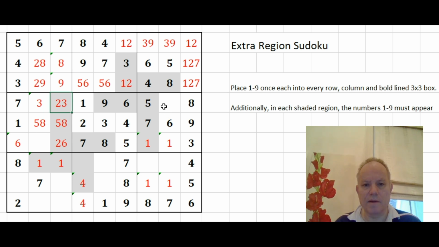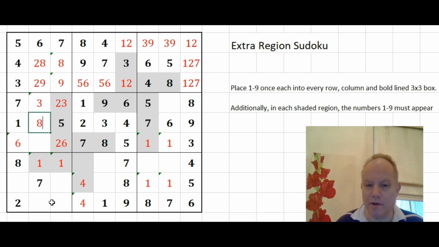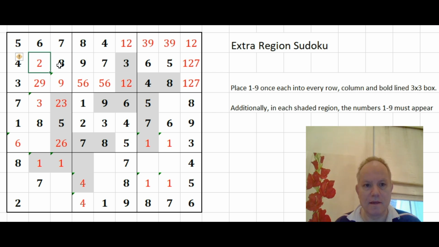3's up there. 8. Oh, and this 5-8 pair is resolved because there's an 8 in the shaded area. Again, it's not the sort of thing we normally look for, so not all that obvious to me.